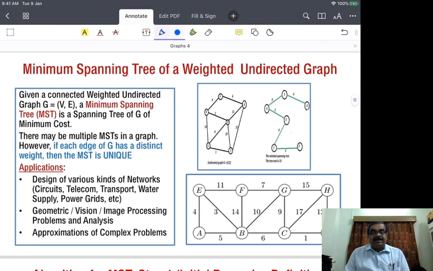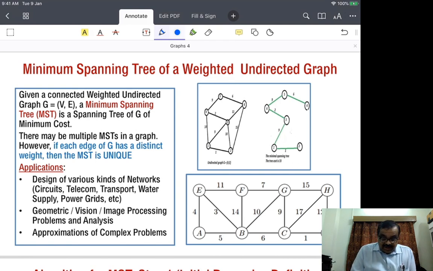Now we come to the main topic. Now we have got a weighted undirected graph, which means that there are weights on the graph. And therefore, what we are looking to find is what is the minimum cost spanning tree. Now, given any spanning tree of a graph, the sum of the edge weights of that spanning tree makes the cost of the spanning tree. And we are now looking for that spanning tree of the graph whose cost is minimum.